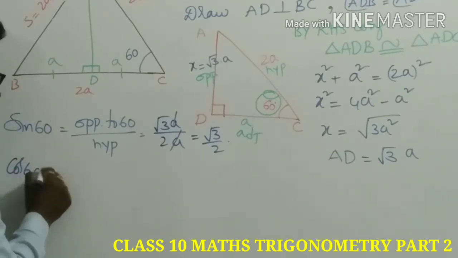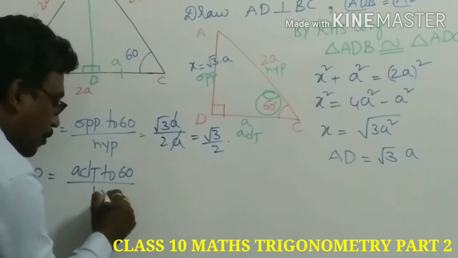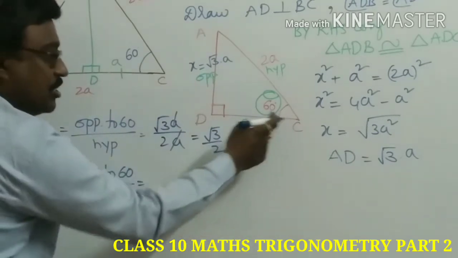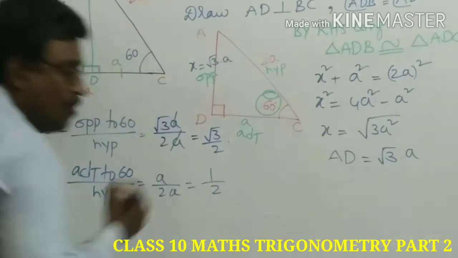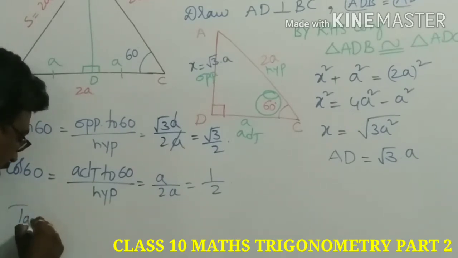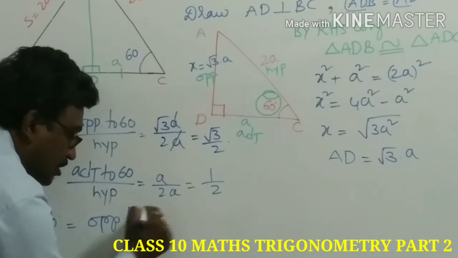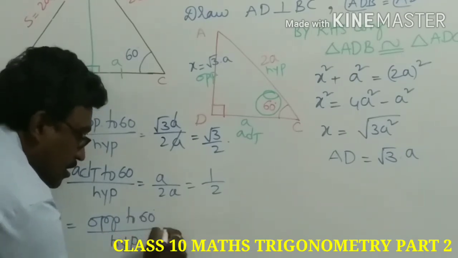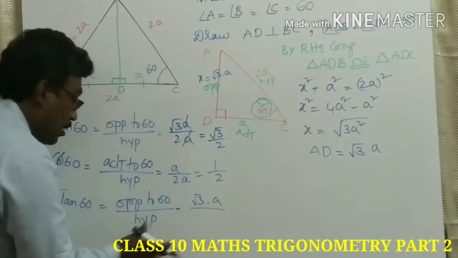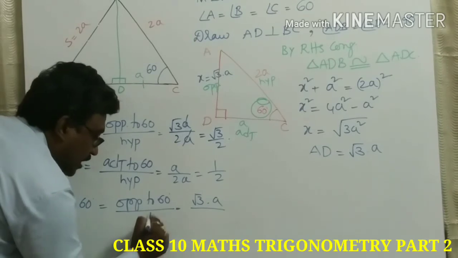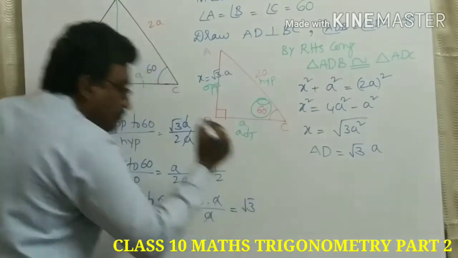Cos 60, cos theta formula, adjacent side to 60 by hypotenuse. Adjacent side to 60 is a, by hypotenuse is 2a. The a gets cancelled, 1 by 2. Tan 60 value, opposite to 60 by adjacent. Opposite to 60 is root 3 times a, adjacent is a. The a gets cancelled, root 3.